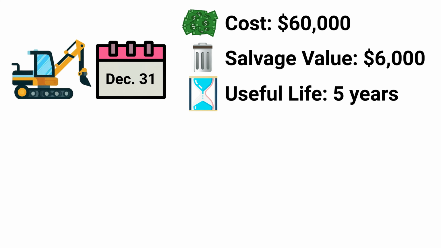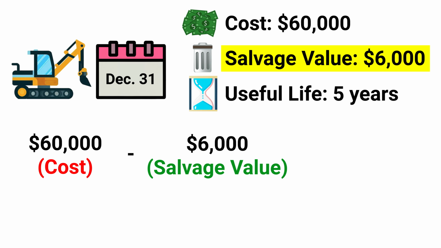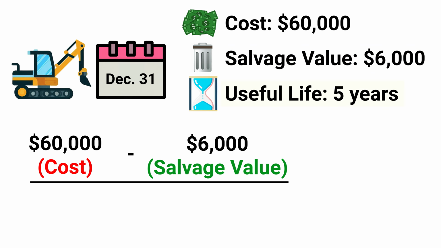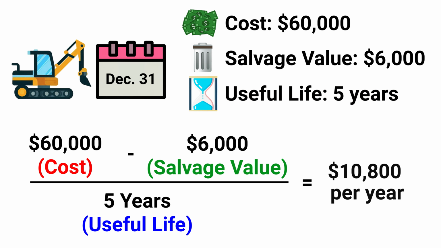To compute straight line depreciation for each year, we take the $60,000 cost, subtract the $6,000 salvage value, and divide that amount by the 5-year useful life. This gets us $10,800 of depreciation for each of the 5 years of its useful life. This is why it is called the straight line method.